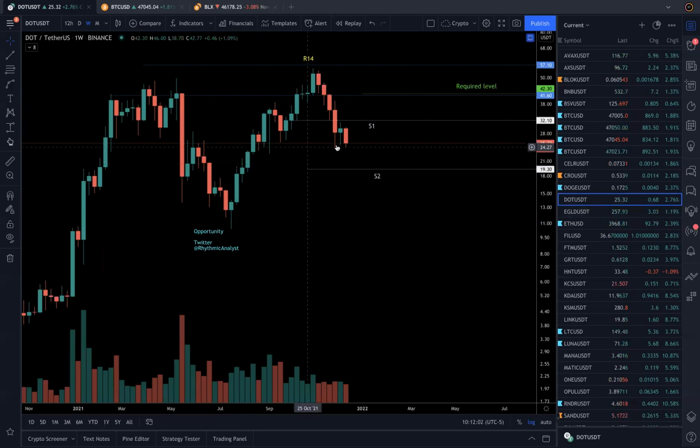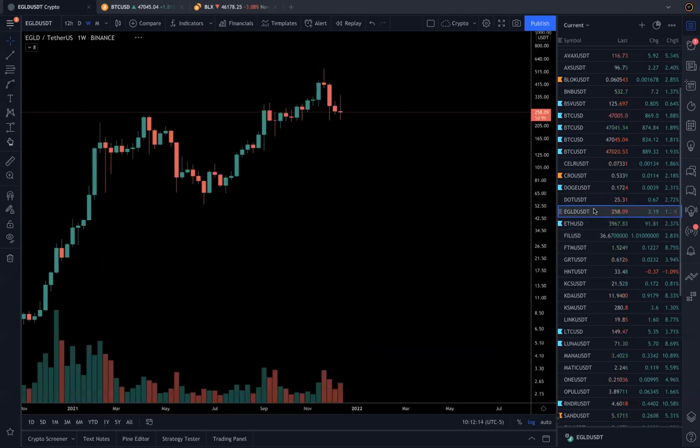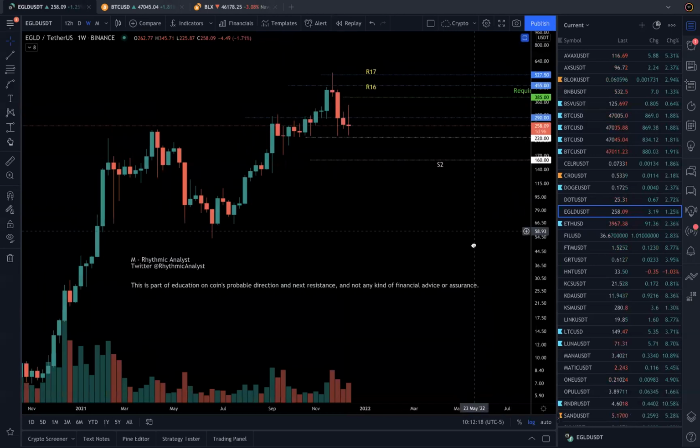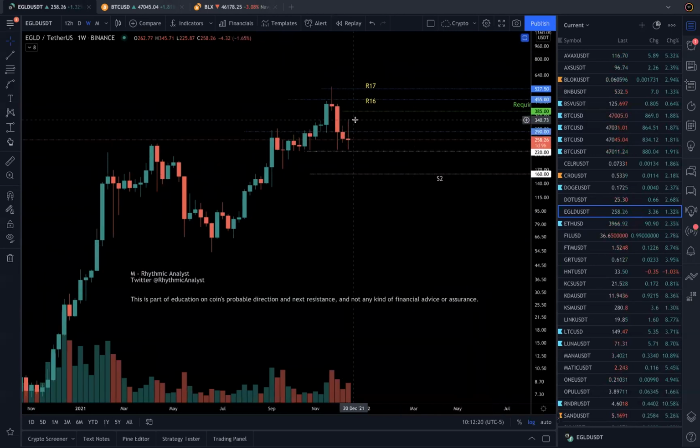Okay, DOT on edge, very similar to ADA, you see, very similar. There was an attempt, a failed attempt. This is bad, very weak. EGLD, similar thing. Nice move, impressive move.